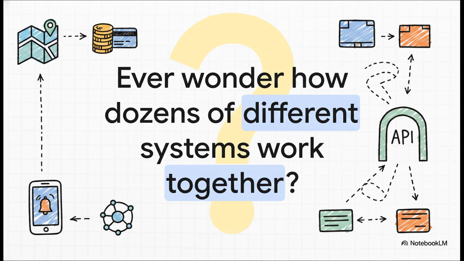So how on earth do they coordinate so perfectly? Well, the answer is the Application Programming Interface, or API. And to get how it pulls this magic trick off, we got to break down what an API really is.